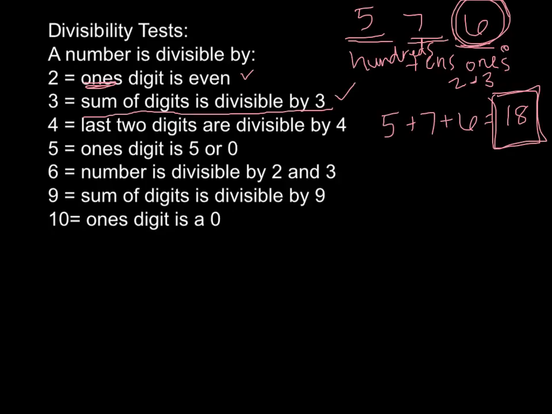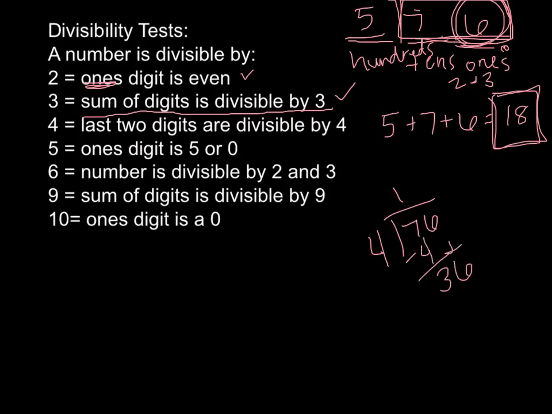Okay, so let's go to number 4. The last 2 digits are divisible by 4. So what I'm going to be looking at is the number 76. So I have to ask myself, because those are the last 2 digits here, 76, 7 and 6, then I have to see if that's divisible by 4. Let's see, 4 goes into 7 one time, minus 4, 3 left over, 36, and 4 times 9 is 36. So it's divisible by 4 as well, because the last 2 digits were divisible by 4.